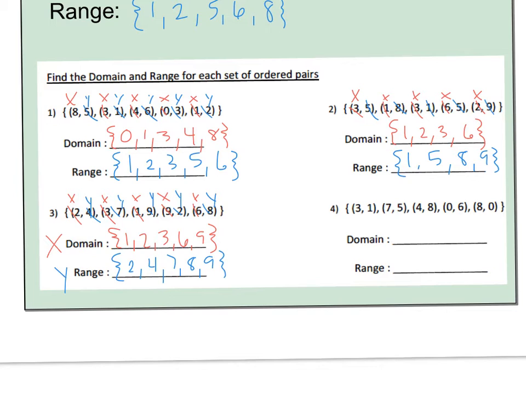Last one, hopefully you have the hang of it so far. Label all my x's. Don't see any repeats there. I'm going to make my brackets. Lowest is 0, then a 3, 4, 7, 8. My brackets are getting a little messier as we go here. My y values of 0, 1, 5, 6, and 8. So that's domain and range.